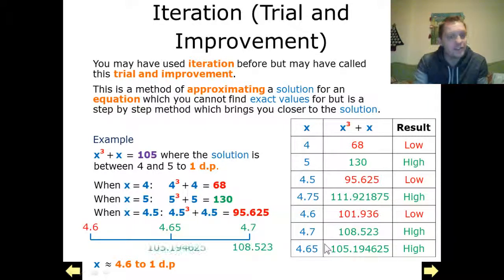A little visual for that. Here I've got 4.6, here I've got 4.7, and here I've got 4.65, where 4.65 was just too high, and 105 is roughly about this position, so it's closer to 4.6 than it is to 4.7.